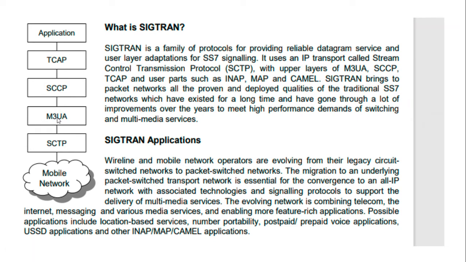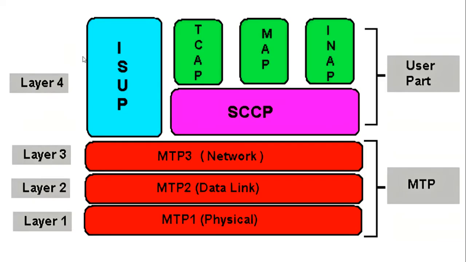Above that, MTP layer 3 is implemented, and above MTP layer 3 you can support ISUP, SCCP, TCAP, MAP, INAP, all these protocols over MTP layer 3. So M3UA or SIGTRAN also supports all these protocols, whatever is supported over MTP3. The only change is that instead of the E1 network, it is converted to an IP network.